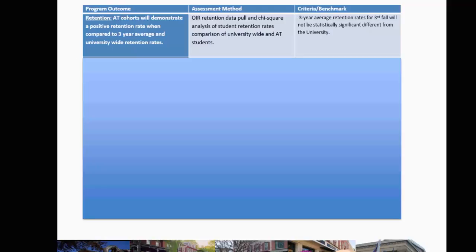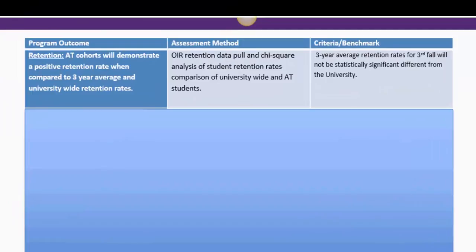As we look at some program outcomes, the assessment methods, and the criterion benchmark to pull all this together, if we're looking at retention as a program outcome, the outcome could state that AT cohorts, or whatever discipline you teach, will demonstrate a positive retention rate when compared to a 3-year average and university-wide retention rates. Depending on your discipline, looking just at the university-wide retention rate may not tell you much, because you might have highly motivated students, and when you put them with the university, it gives a false sense of retention as opposed to looking at just your own program.